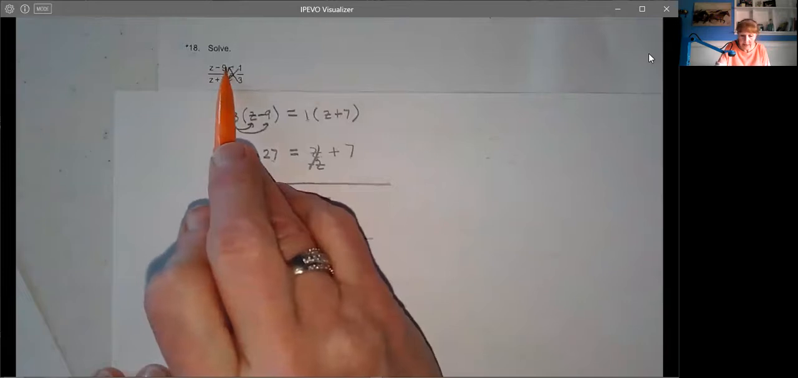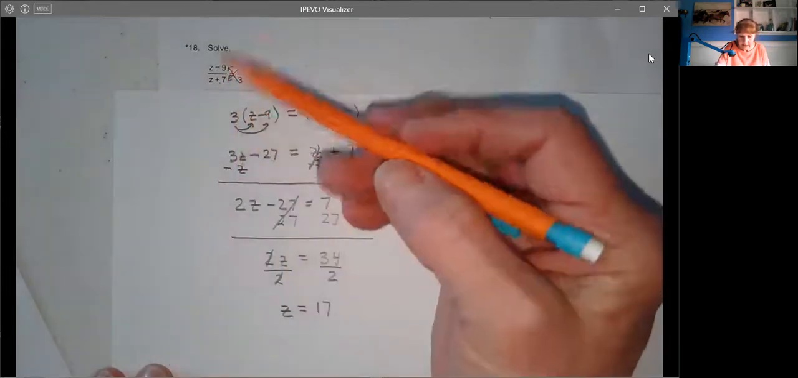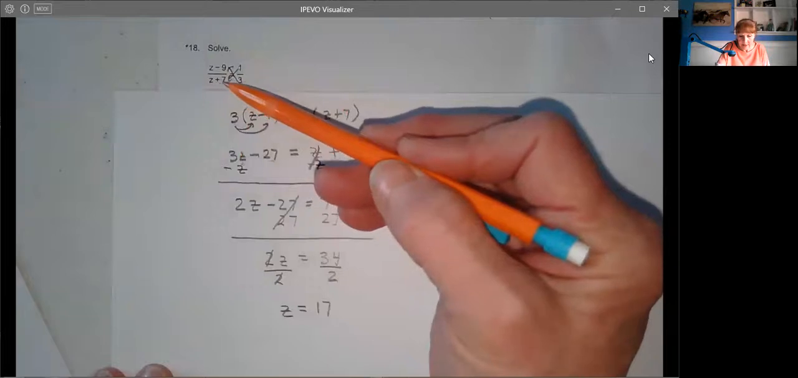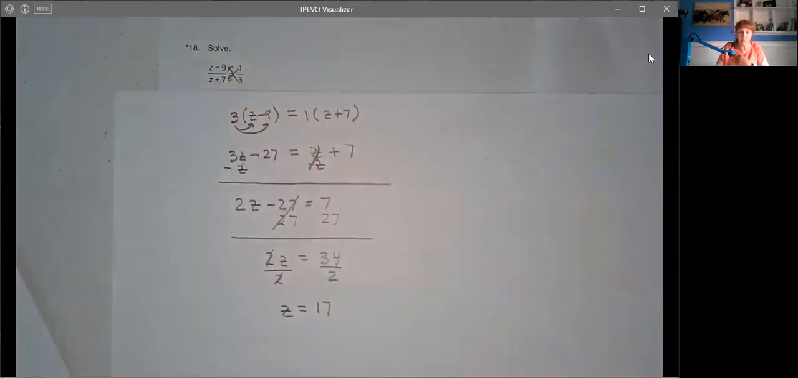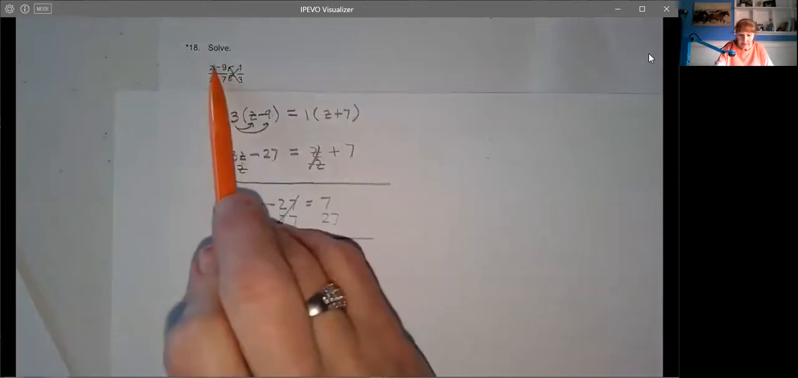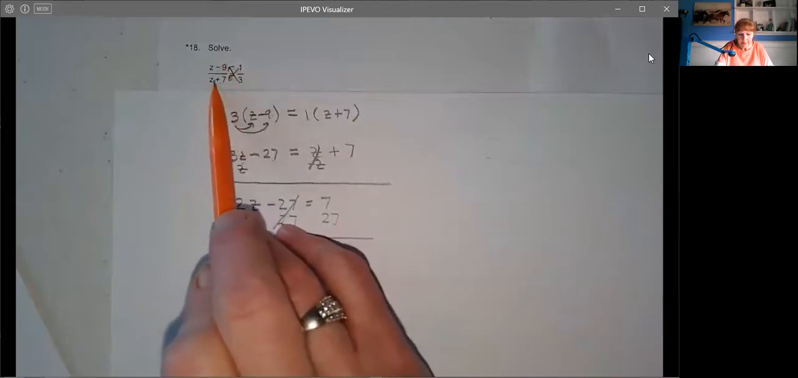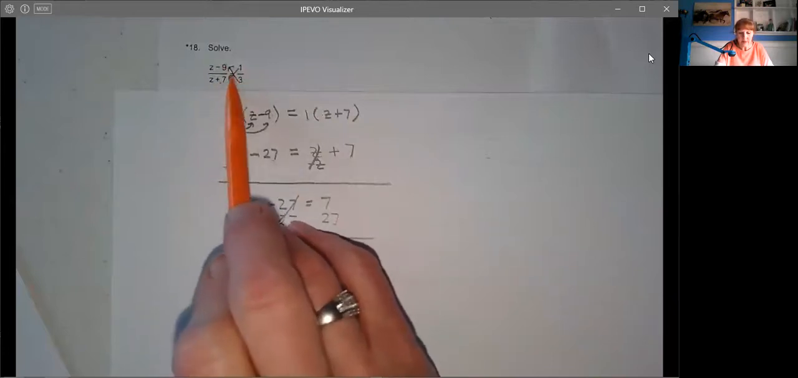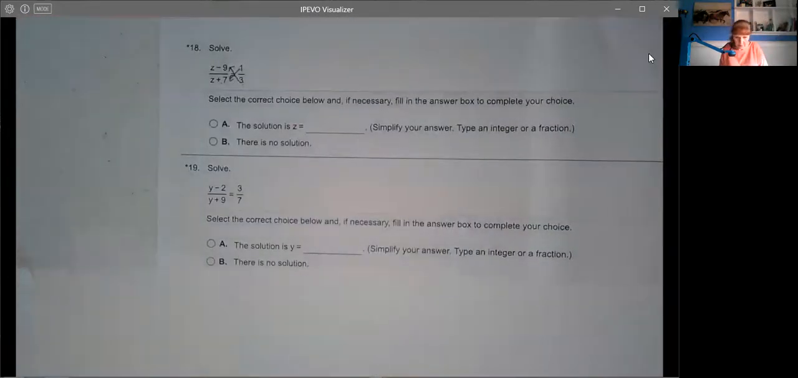17 minus 9 is 8, times 3 is 24. And 17 plus 7 is 24 times 1. So you get 24 by just putting the z back in and making sure the cross products are equal. So 17 minus 9 times 3, 17 plus 7 times 1. They should be equal, which they are. So let's do another one.